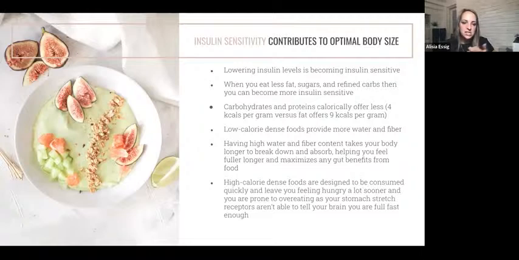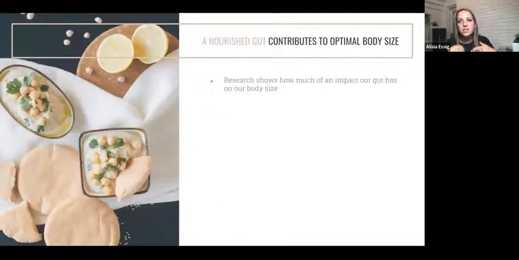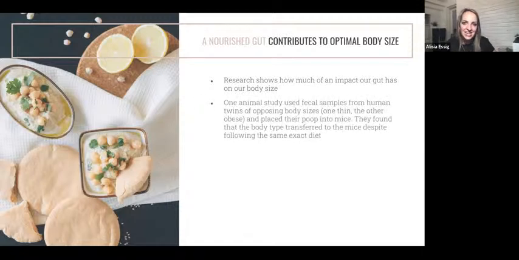It matters that you're not eating a ton of processed foods. It matters that you're not eating a ton of saturated fat. And it matters that you're eating a lot of fiber, that you're nourishing your gut, because your gut is key to your body size. It's one thing that I haven't even talked about yet, but just really quickly, I want to tell you about an animal study that used fecal samples from human twins of opposing body sizes. So one twin was overweight and one twin was thin. Okay. And it took the poop from these twins and placed it inside the mice, right?